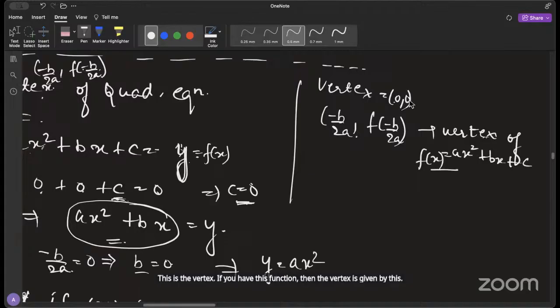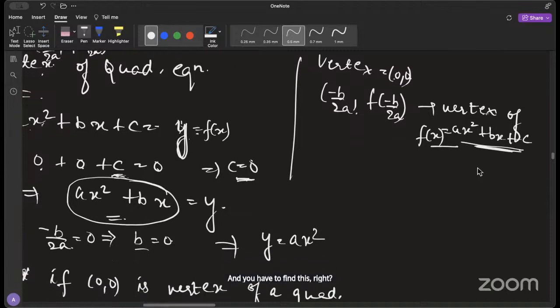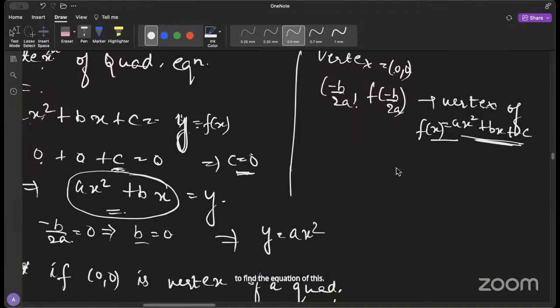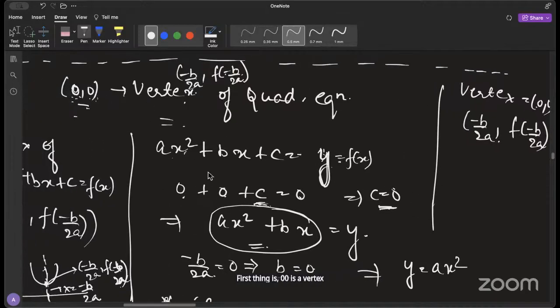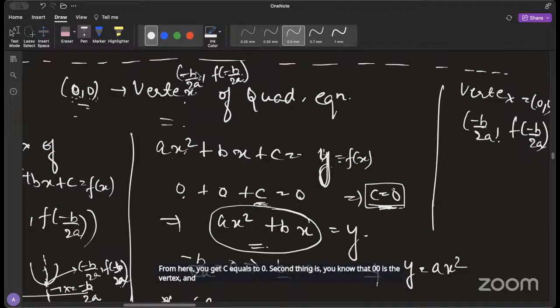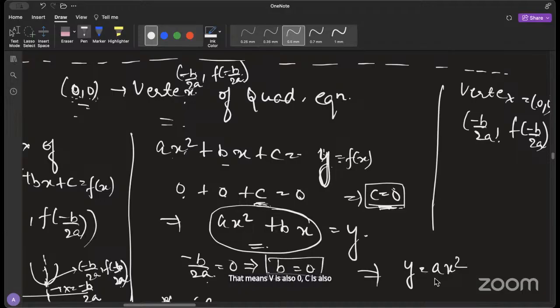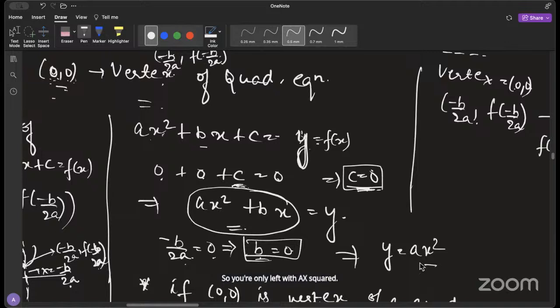And your vertex is given to be (0, 0), and you have to find the equation of this. So how do you proceed? First thing is, you know (0, 0) is a vertex. That means it should satisfy this equation. From here, you get c equals 0. Second thing is, you know that (0, 0) is the vertex and the formula for vertex is minus b by 2a. So if your quadratic equation is this, then minus b by 2a should be equal to 0. This will give you b equals 0, right? That means b is also 0, c is also 0. So you're only left with ax squared.